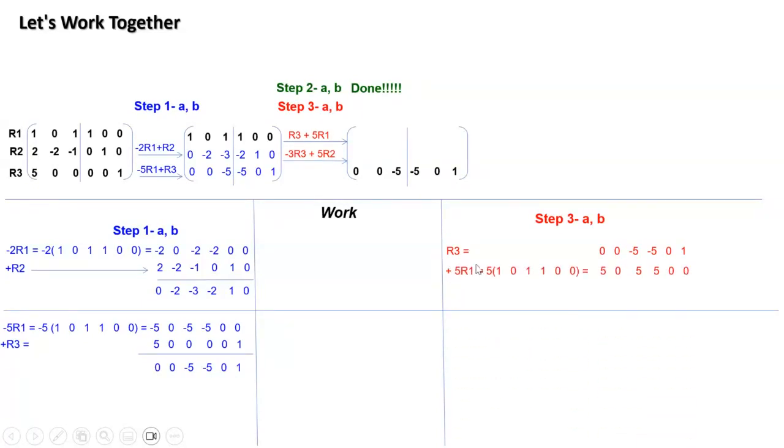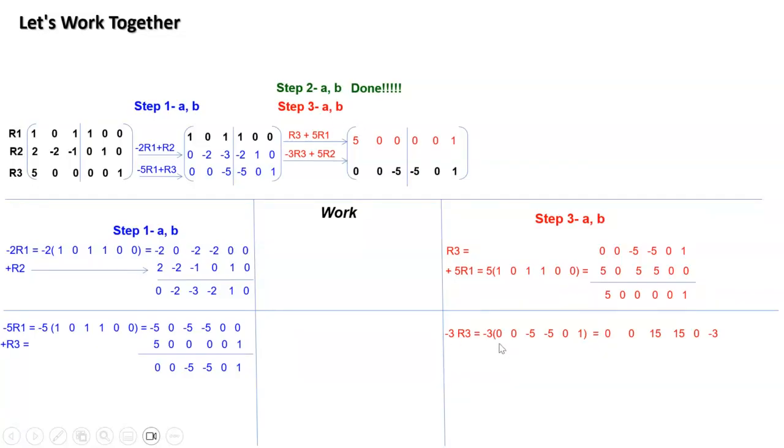So plus, right, 5 times row 1 is 1, 0, 1, 1, 0, 0. And we multiply 5 times every element in row 1, which is going to give us 5, 0, 5, 5, 0, 0. Here's my result. 5, 0, 0, 0, 0, 1. That's my new row 1.